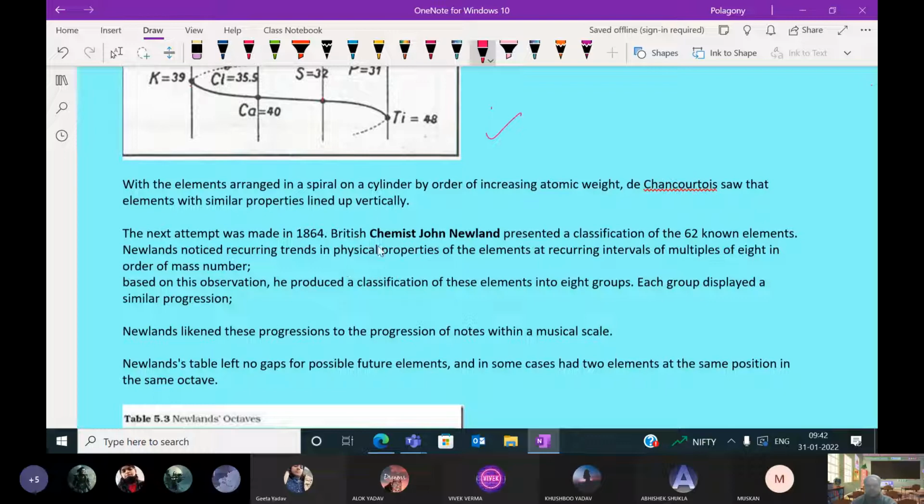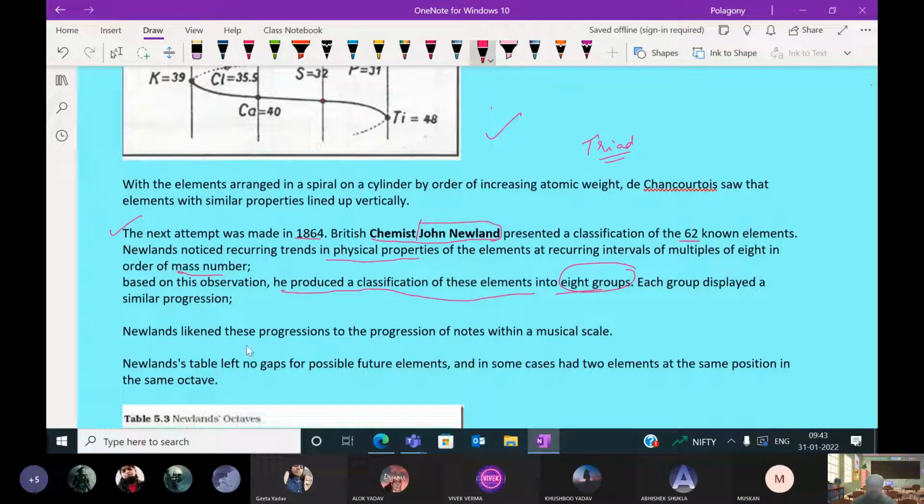After this, scientists, very important, this is in your syllabus. The next attempt was made in 1864 by the British chemist John Newlands. Actually, his name is John Alexander Reina Newlands. Take the scientist Newlands. At the time, around 62 or 63 elements were present, and based on the trends in physical properties of the elements and atomic weights, meaning mass number, he made the classification. He classified elements into how many groups? 8 groups, whereas Dobereiner's groups were triads. Newlands classified elements into 8 groups.